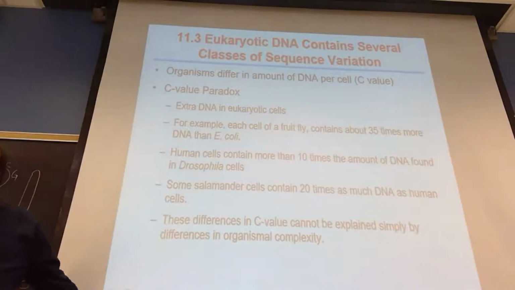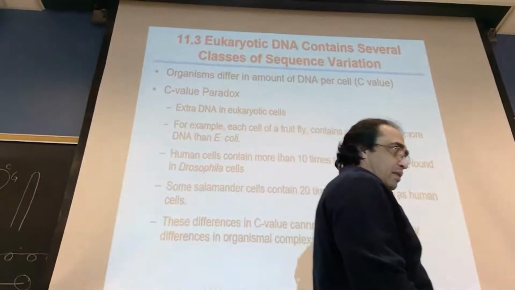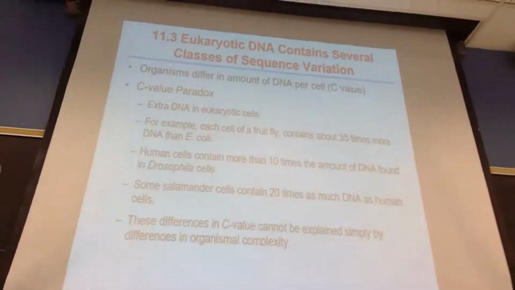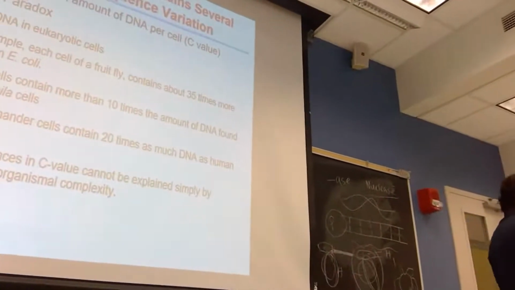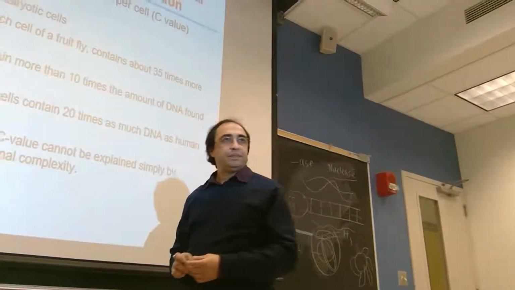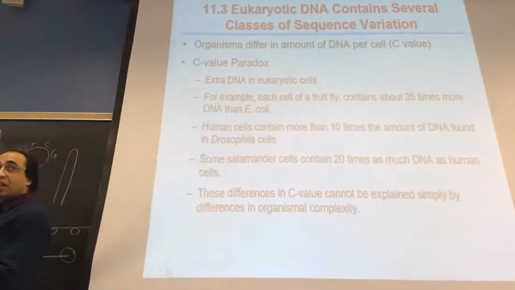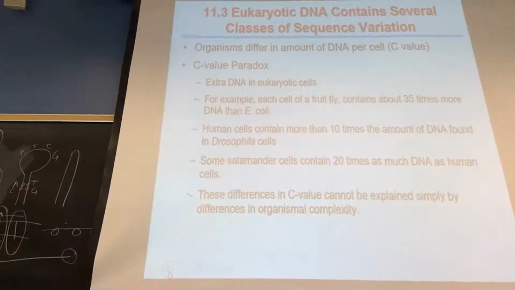So we don't know why. This question is called the C-value paradox. Why do these eukaryotic organisms contain more DNA? We don't know. This is the C-value paradox. It has not been solved yet. If you can solve it, that is fine. That is the open question.